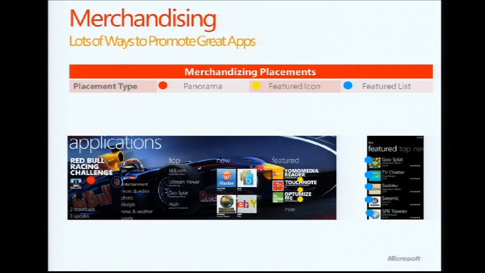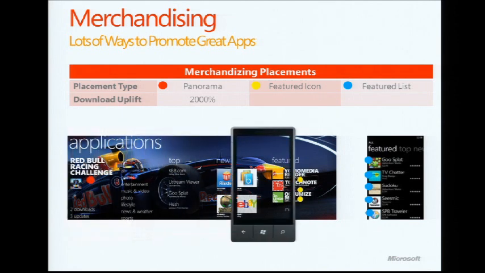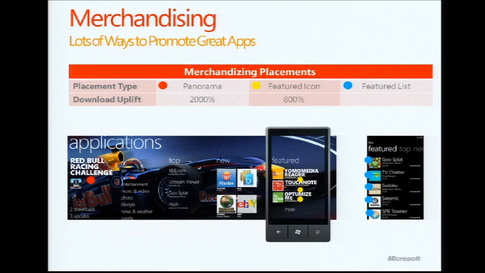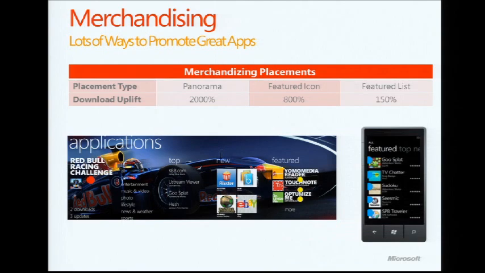There's the primary slot, which we call the panorama. It's kind of up front in the center and very visible. There's the featured slot, where you have just an icon and the title. And then if you click that more button, there's the featured list. Each one of those will give you a huge amount of uplift. If you're in that panorama page, you'll get about 20 times more downloads, which is quite significant. If you're in the featured icon, you're going to get about 8 times more downloads. And in the featured list, about 1.5 times more downloads.